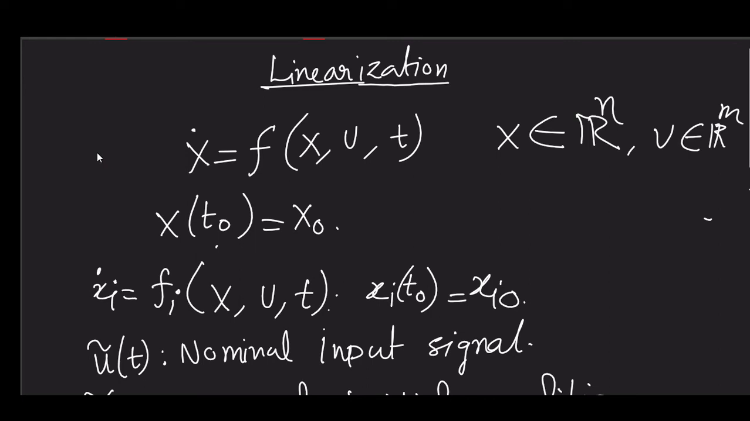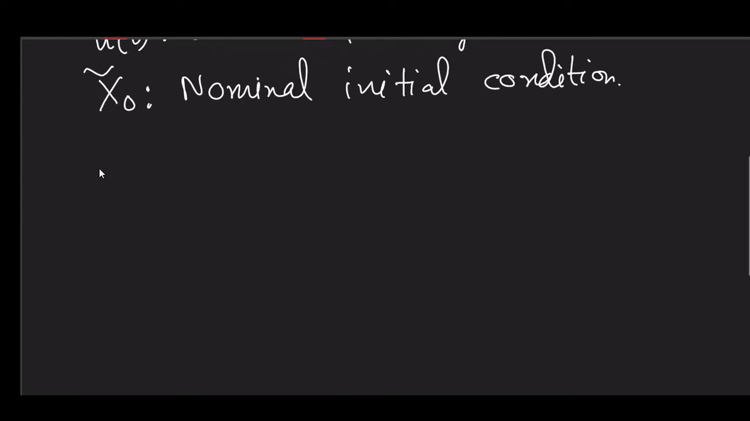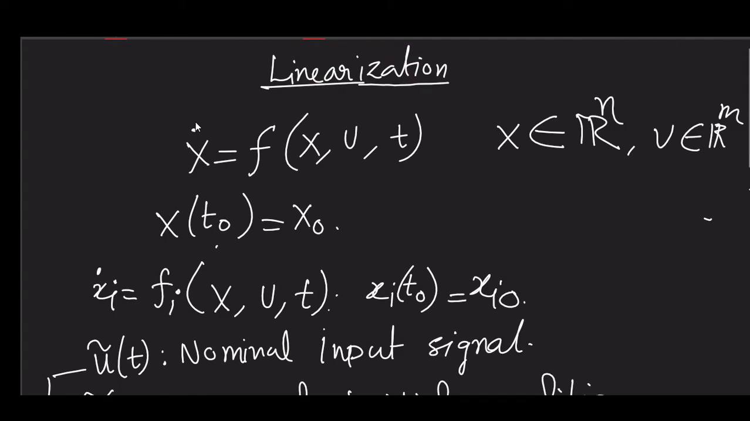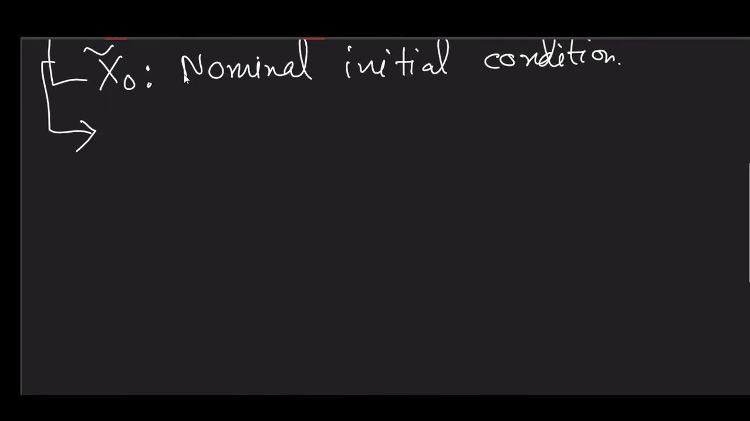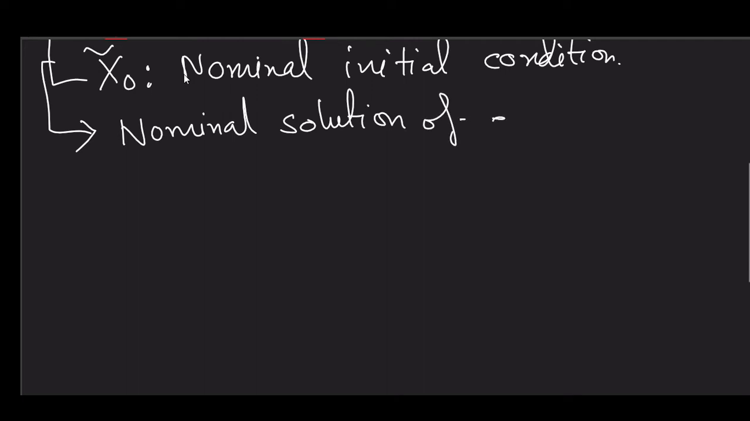Based on these two, whatever solution you get for equation 1 will be termed the nominal solution of equation 1. We will also call it the nominal trajectory.